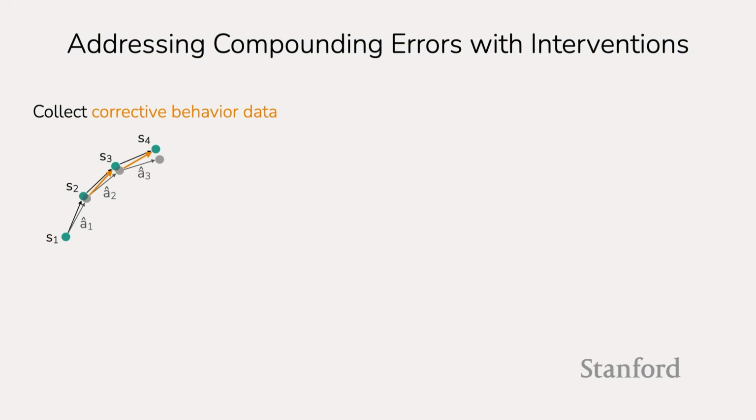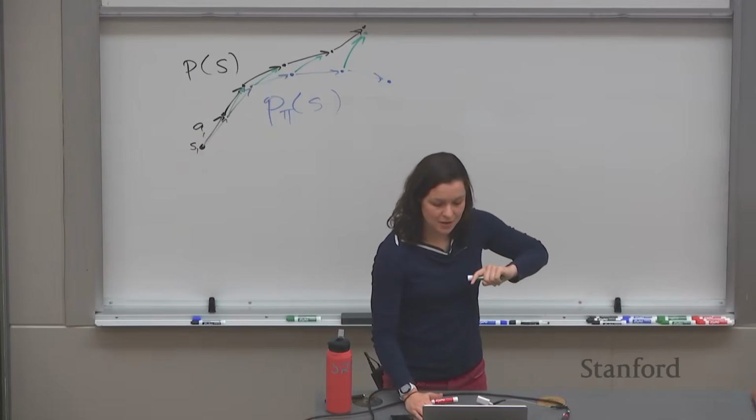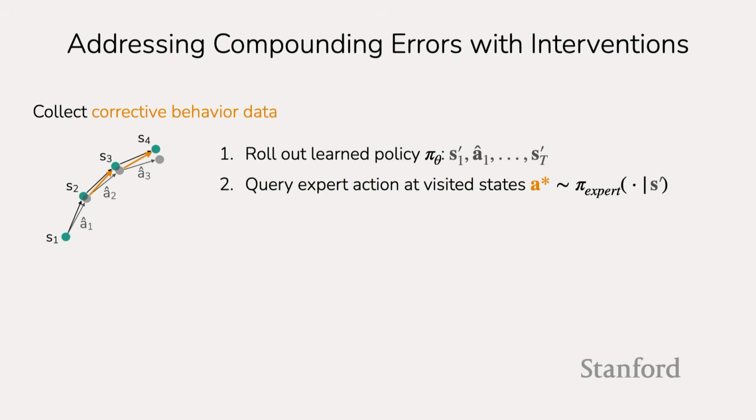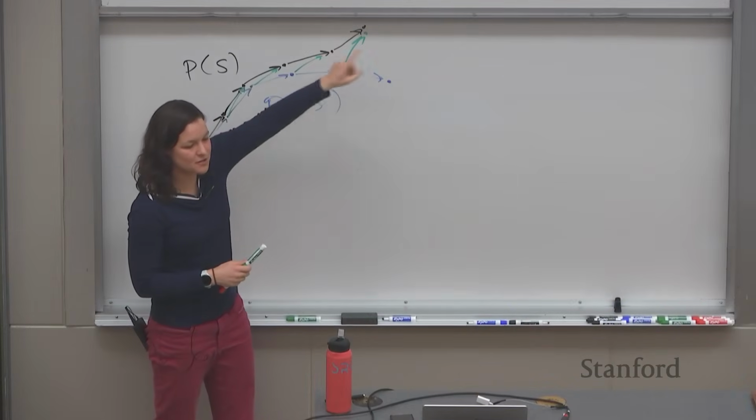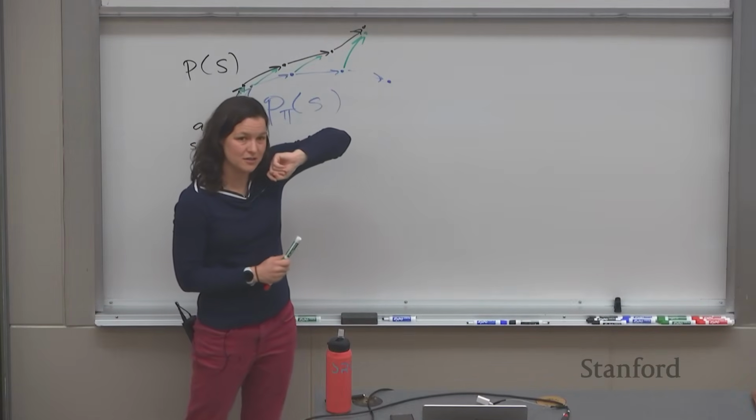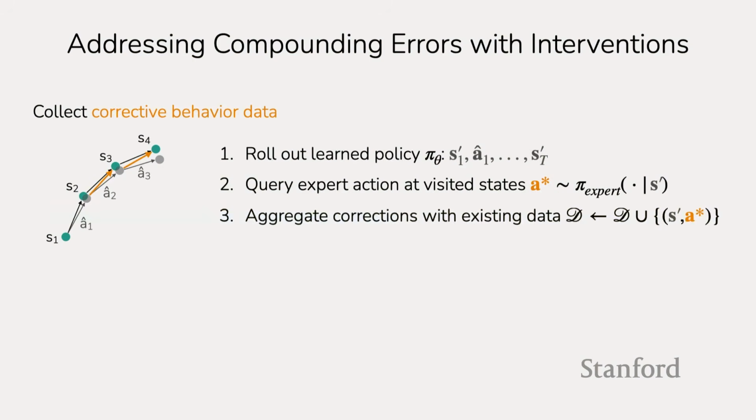So in terms of what this looks like as an algorithm, we will first roll out our policy. So this is what's shown in blue here. Then we will query an expert at the states that you visited. And these actions in green are the same as the orange A star on the slide. And then we will aggregate the corrective data with the first demonstration data set. And then we'll update the policy on the aggregated data set.